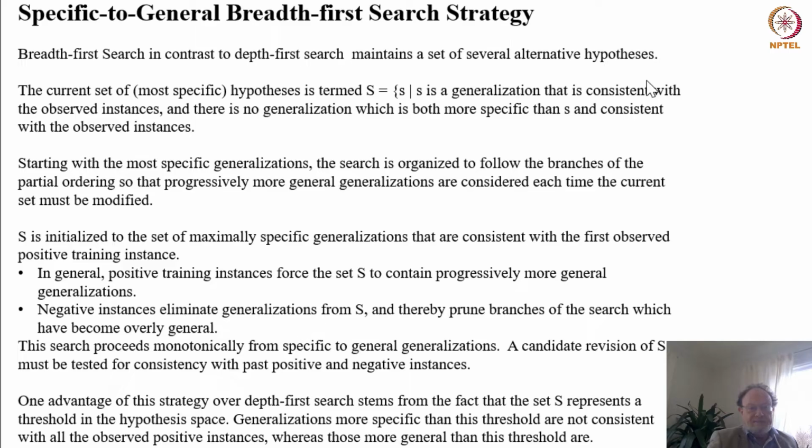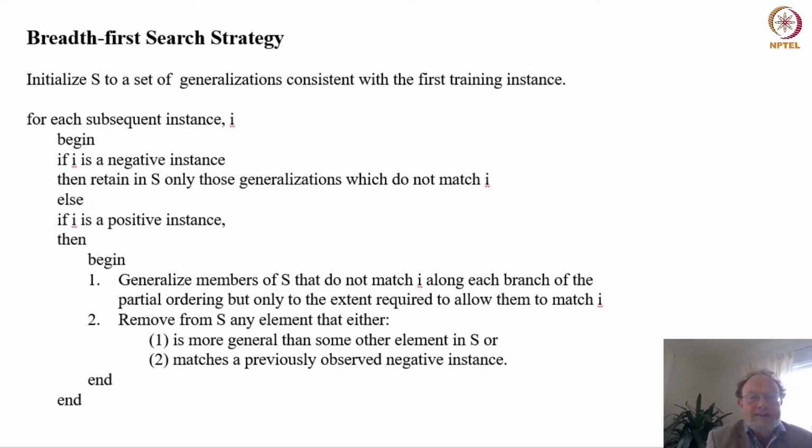One advantage of this strategy over depth first search stems from the fact that one can say that the set S represents a threshold in the hypothesis space. Generalizations more specific than this threshold are not consistent with all the observed positive instances, whereas those more general than this threshold are. Let's now look at the pseudocode for the breadth first search strategy.